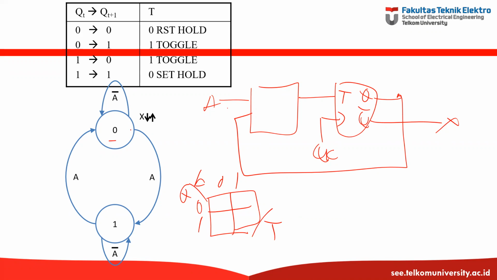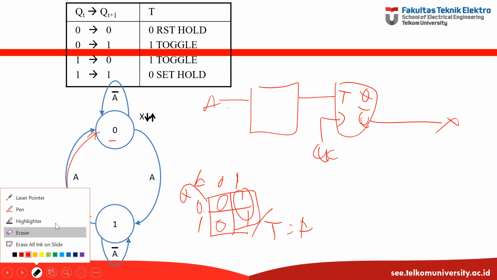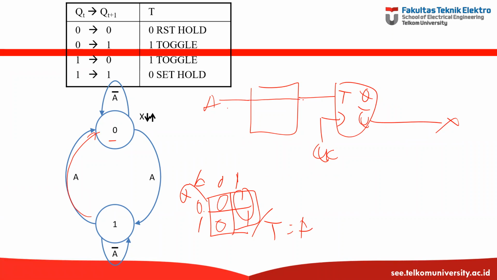Now Q is 0, so we are here. A is 0, which means 0 stays 0. T is 0. 0 changes to 1 because A is 1. 0 to 1 means toggle is 1. How about 1 to 0? 1 to 0 is here. 1 to 0 is 1. And then when A is 0, 1 stays 1, so T is 0. So T is A, similar to the JK flip-flop. So this is the solution.